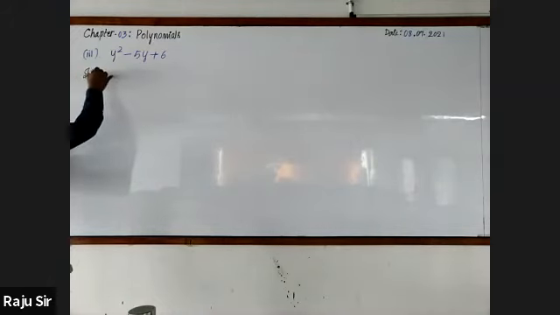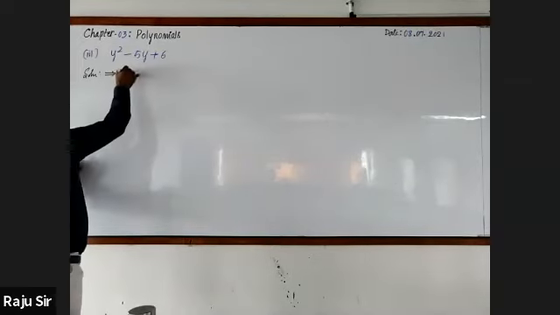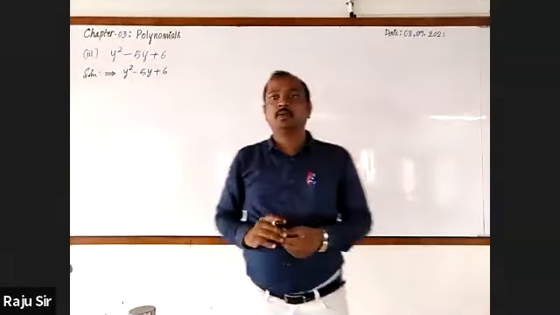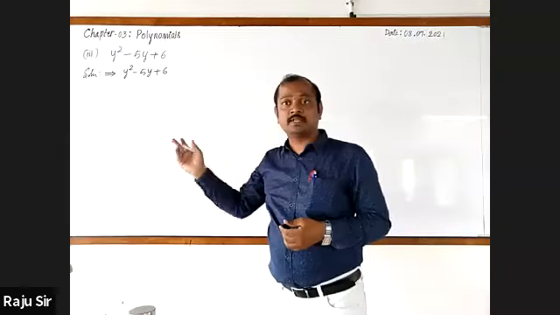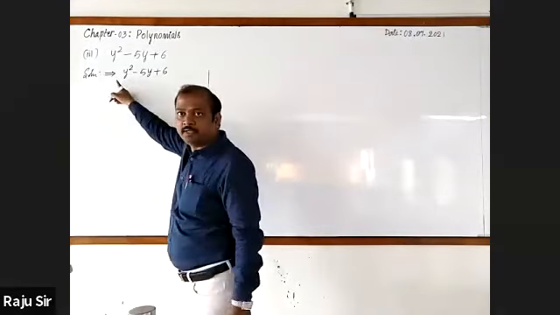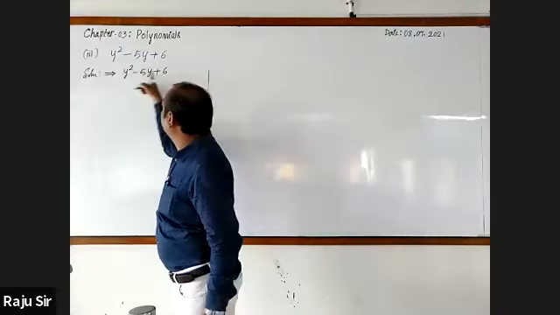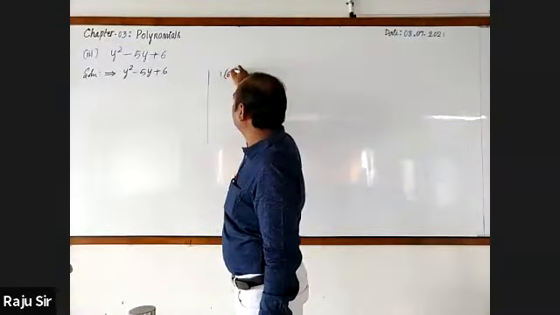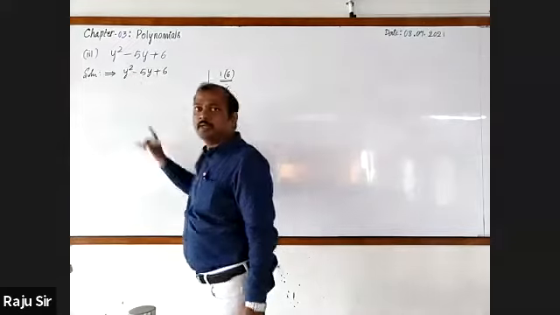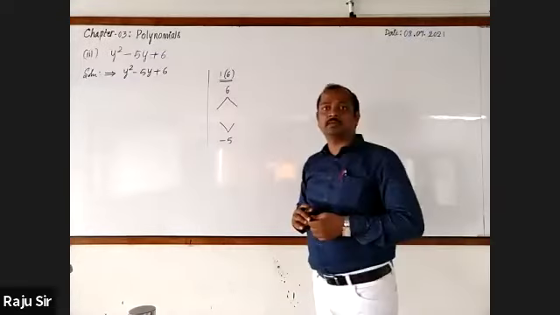Start writing it. First, write the given polynomial in standard form. It is y square minus 5y plus 6. It's already in standard form. We are going to factorize this by splitting the middle term. In the very first step, we multiply the first coefficient and the last constant. Here is 1, here is 6. 1 into 6 is 6. Whereas the middle term is minus 5y. In that I will take only the constant, minus 5.